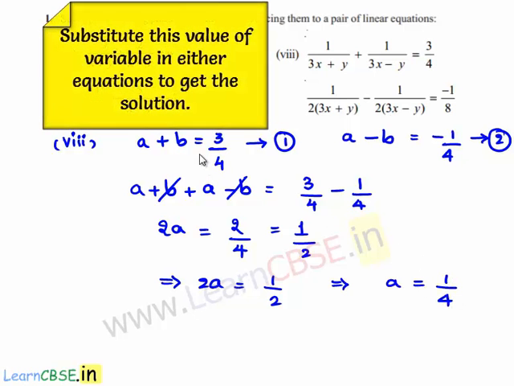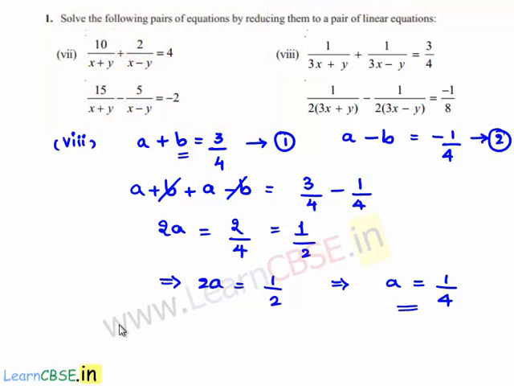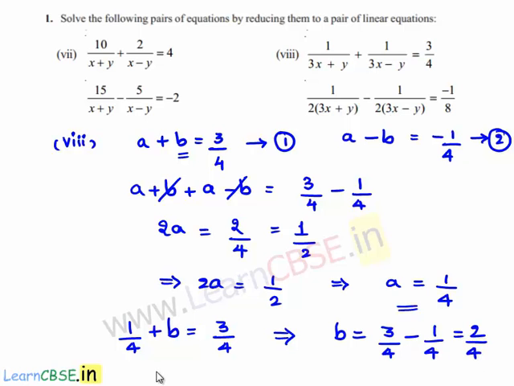So in order to find out the value of b, let us substitute a is equal to 1 by 4 in equation number 1. We get, in place of a, let us write 1 by 4 plus b is equal to 3 by 4. This implies b is equal to 3 by 4 minus 1 by 4. 3 by 4 minus 1 by 4 is nothing but 2 by 4. So we get b is equal to 1 by 2. So we found out the values of a as 1 by 4 and b as 1 by 2.